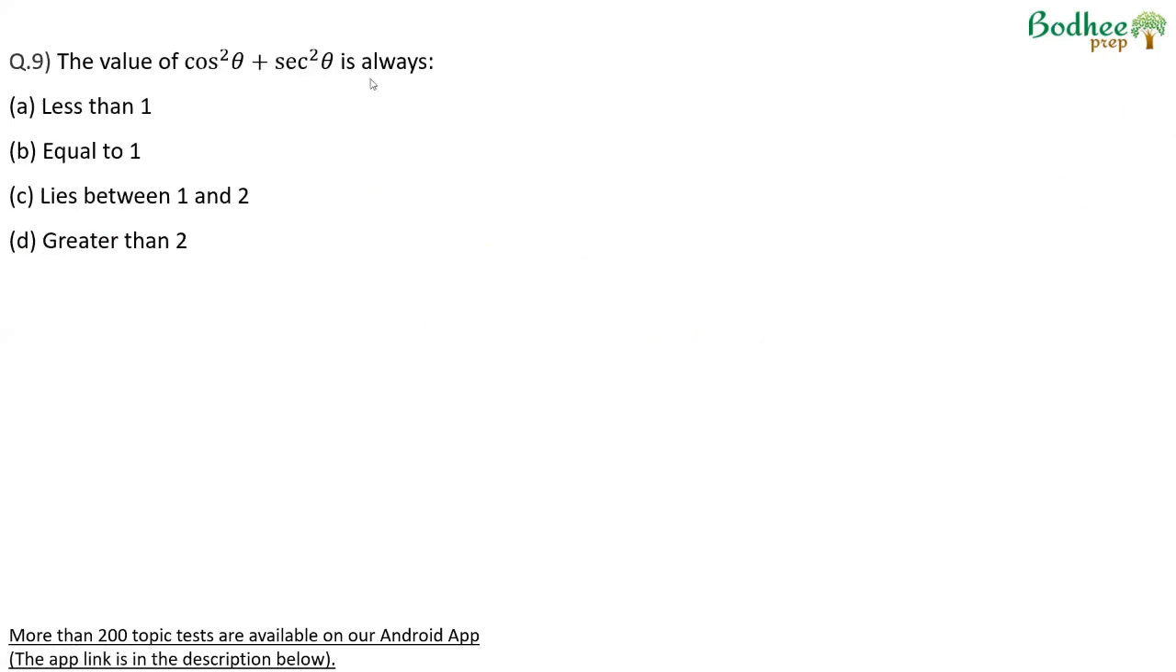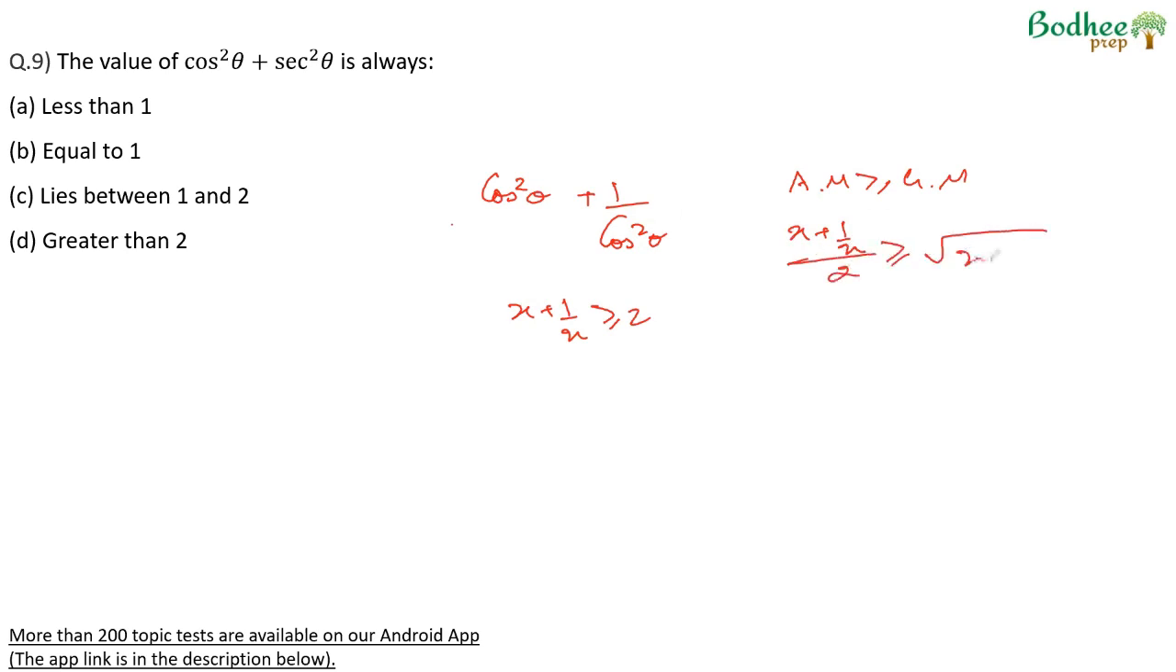The value of cos square theta plus sec square theta is always. Now, cos square theta is a positive value. Sec square theta is 1 upon cos square theta. And for any positive number, x plus 1 by x is always greater than or equal to 2. AM is greater than or equal to GM: x plus 1 by x upon 2 will be greater than or equal to root of x into 1 by x, which means x plus 1 by x is greater than or equal to 2. Hence, this value will always be greater than or equal to 2.